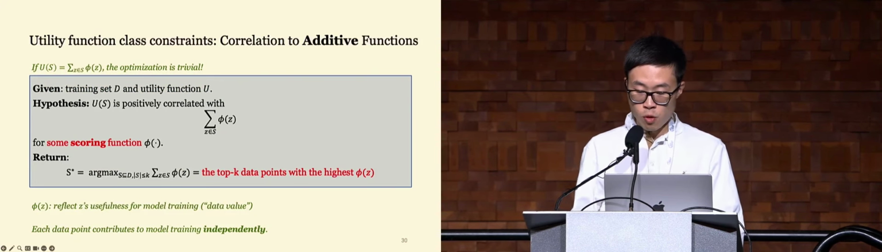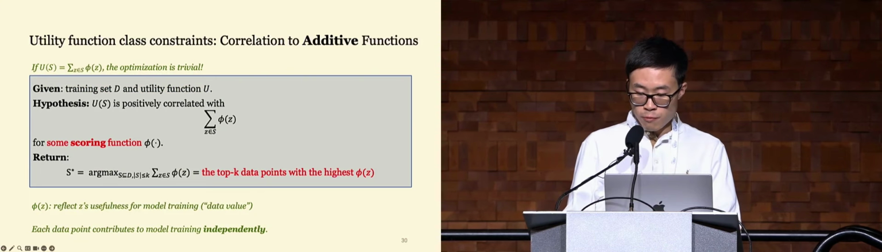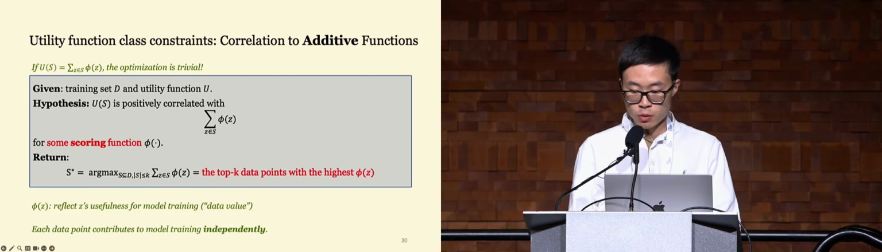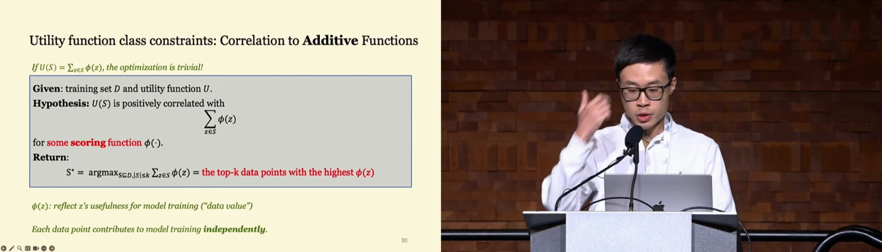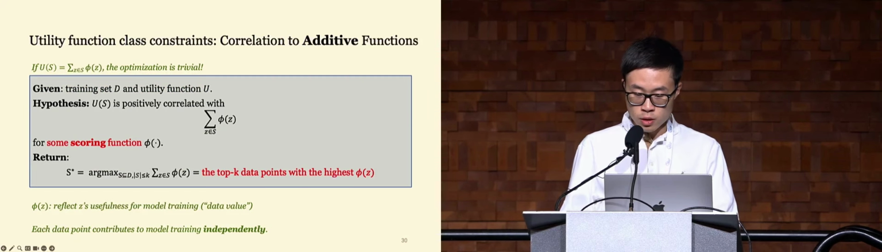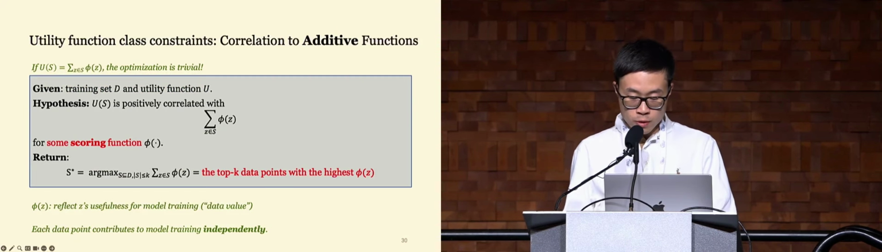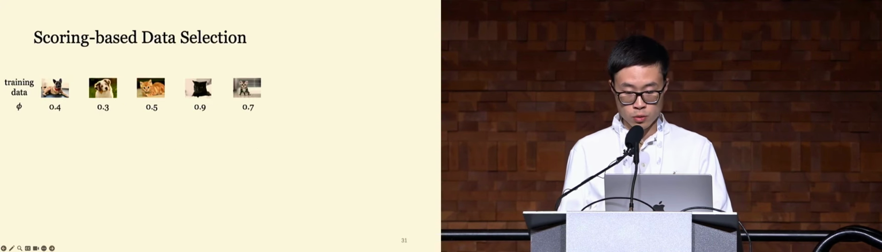Let's look at the most common form of the utility function class being assumed in the literature, which is the correlation with the additive function. So if the utility function is positively correlated with the sum of some scoring function applied to each individual data point, then as the sum of individual scores increases, our utility function also tends to increase.